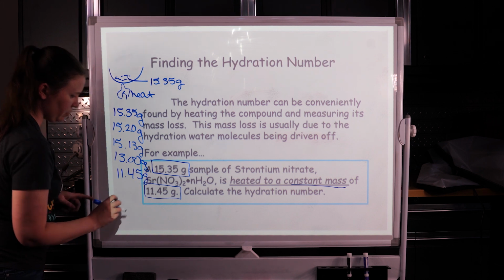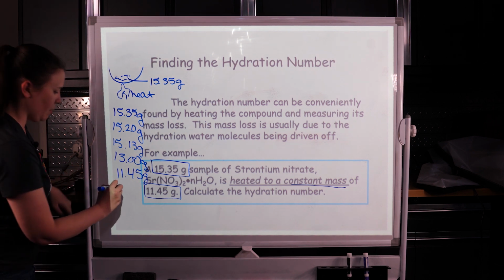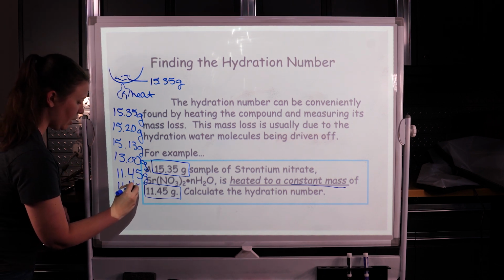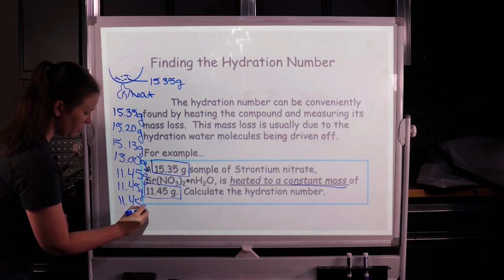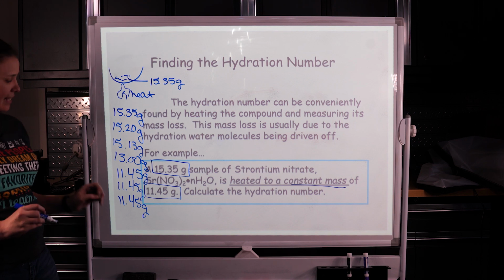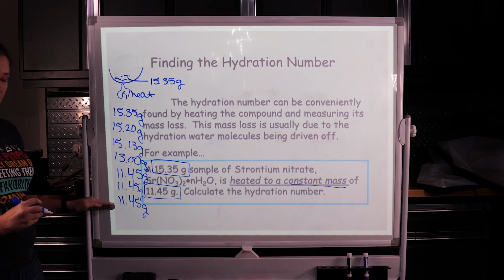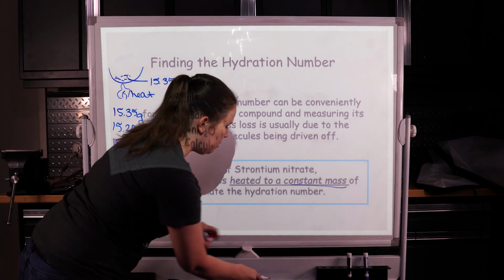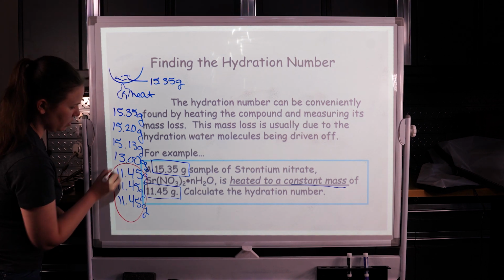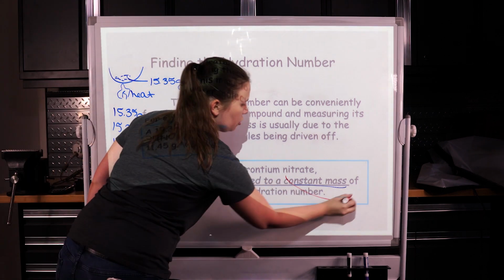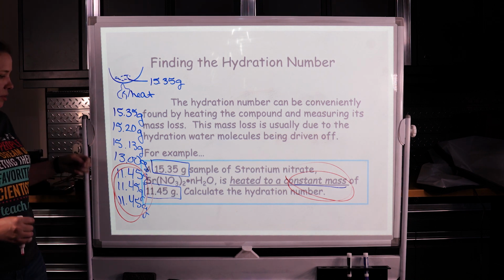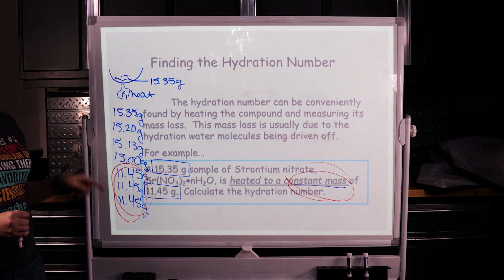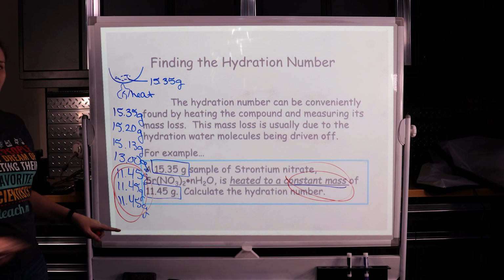Let's speed this up a little bit. In order to get to constant mass, I would need to get that same number, ideally 3 times. Like literally 2 decimal places out, same exact number, 3 times. Once I have achieved that exact same mass reading, then I have achieved constant mass. And what that means is now the only thing left in the dish is the anhydrate. I've gotten rid of all the water.